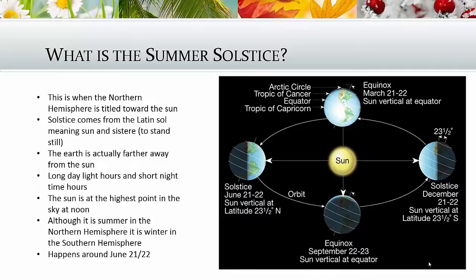This is when we have long daylight hours and short nighttime hours. The sun is at its highest point in the sky, and although it is summer in the northern hemisphere, it's winter in the southern hemisphere. This happens around June 21st, June 22nd.